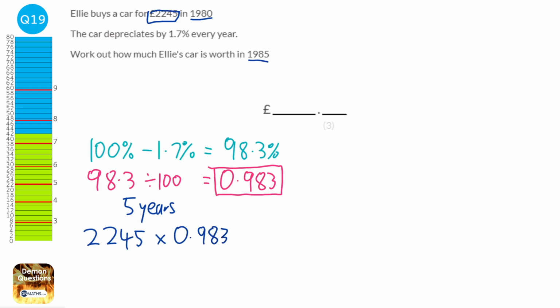Now I can't be bothered on my calculator to times it by 0.983 5 times. So what you can do is you can do it to the power of 5, which basically means the same thing. And that gives us 2060.553. And when we round that, that would be £2,060 and 55 pence.